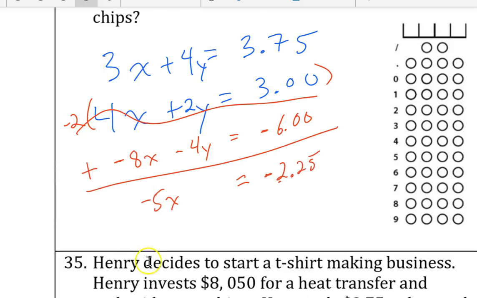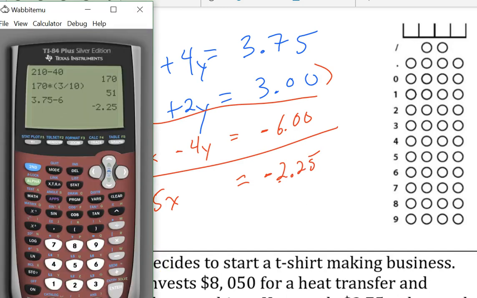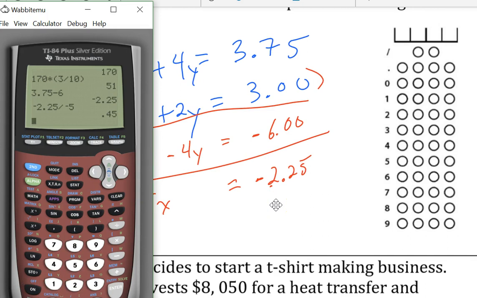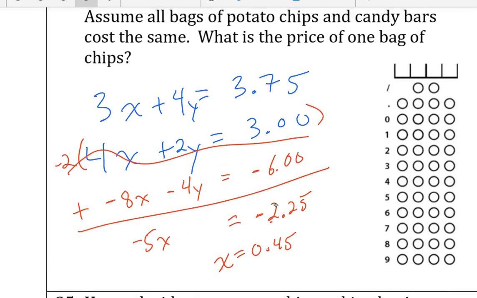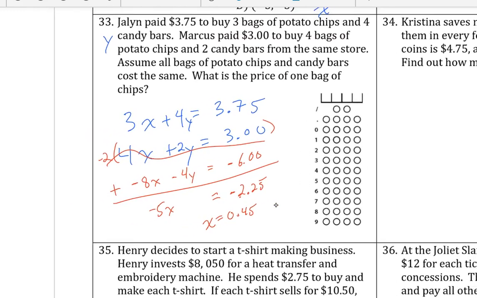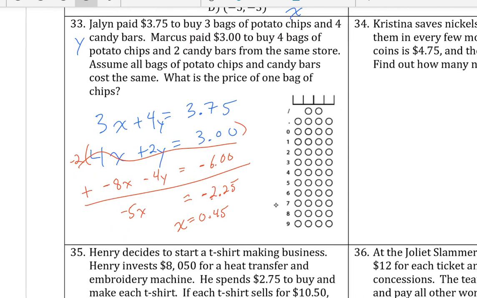And when we divide that by negative 5, we'll end up with x is equal to 0.45. Now, figuring out what we're solving for here. So we're figuring out one bag of chips, and we happen to call potato chips X, so we're good to go there. Now, if we had solved it for Y, we would just have to plug back in and then find out what our X value is.